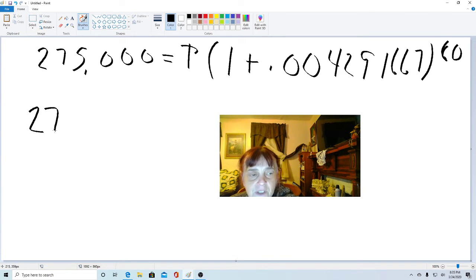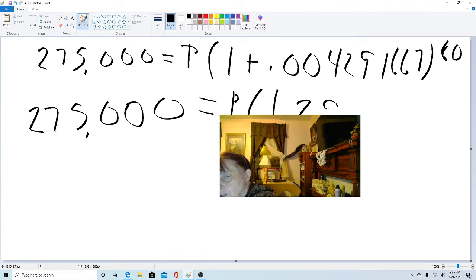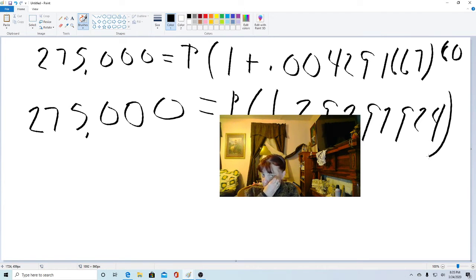And then 275,000 equals P times 1.29297924, and then divide both sides by this number. Now you could round this, but I told everybody you got to be very careful how you round it. I would at least carry it out 4 or 5 decimal places, because if you round it a lot, it would really make a huge difference in your answer. Okay, you divide both sides by 1.29297924.